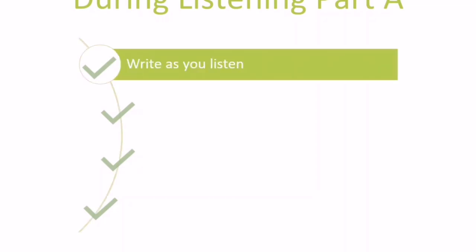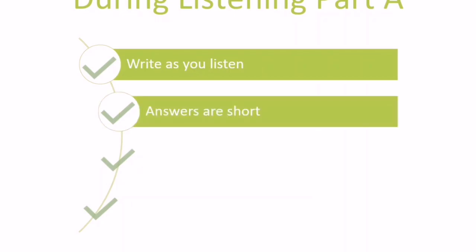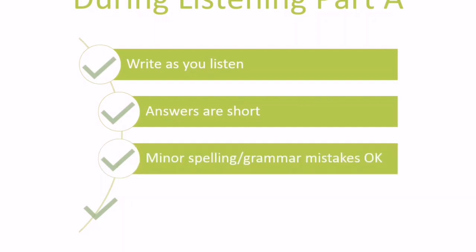To make sure you get the best possible result on test day, here are some final tips for listening part A. Make sure you write as you listen. You only hear the recording once, so you need to have your answers written down by the end of the audio. The answers you need to write down are short, around 1 to 3 words, and the length of the gap is long enough to include this. Don't try to write too much. Minor spelling and grammar mistakes are acceptable. Provided the assessors can understand your meaning, these mistakes won't be penalised.